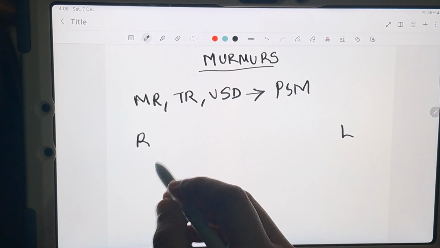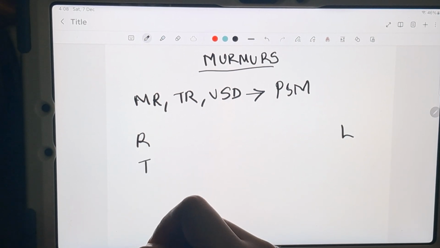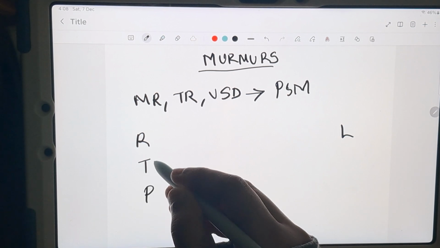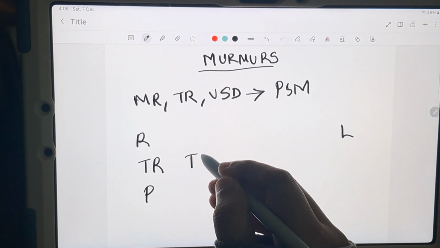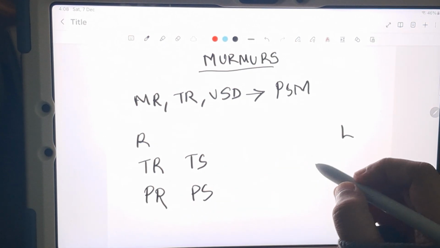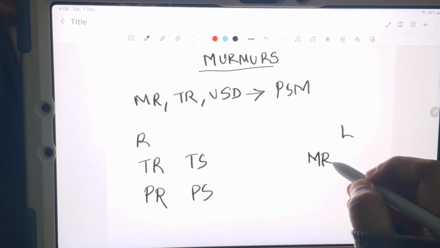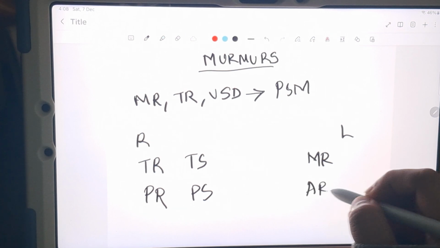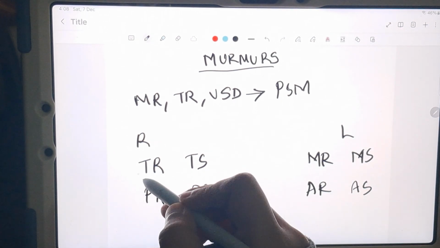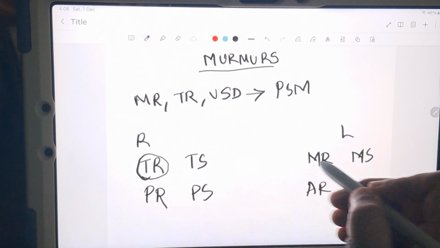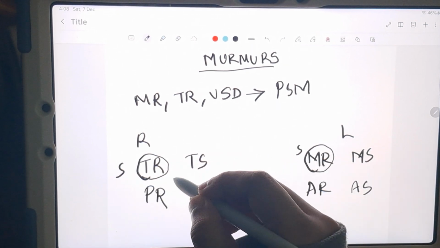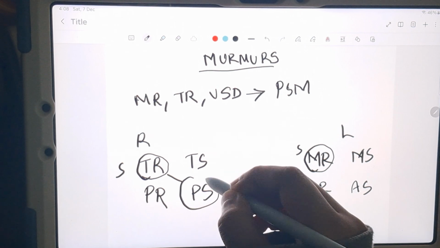On the right side of the heart, you have the tricuspid valve and pulmonary valve, right? And they have murmurs like tricuspid regurgitation, stenosis, same for pulmonary. And on the left side, you've got mitral and aortic. Do the same over here. For this, TR, MR, you've got systolic murmurs, right? Just take a cross diagonally.